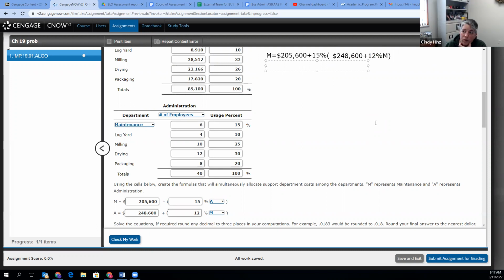So now we're going to follow order of operations, PEMDAS. And so the first thing we want to do is get rid of those parentheses. The way we're going to do that is to distribute the 15% to each of the terms inside the parentheses. I'll leave that alone. 15% times 248,600 times 15% is 37,290.